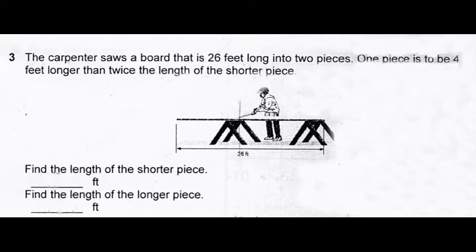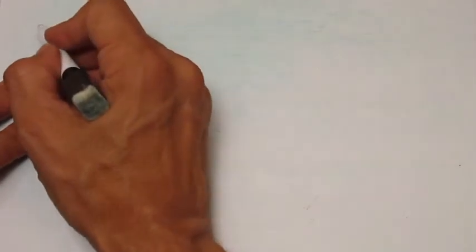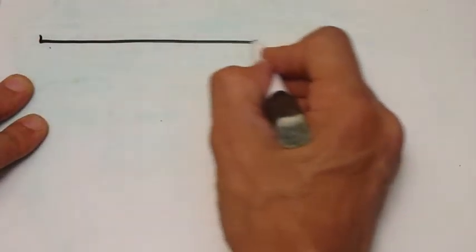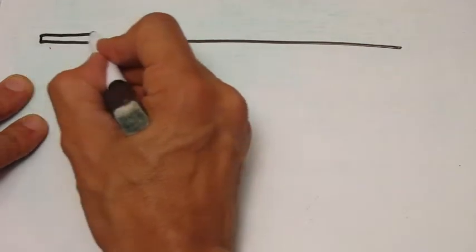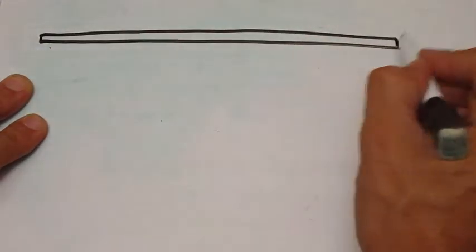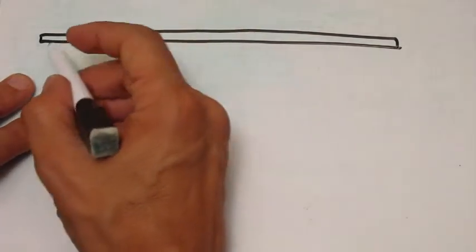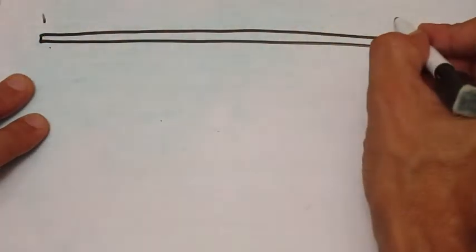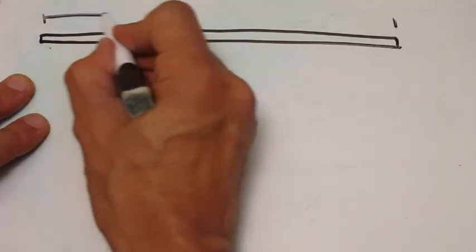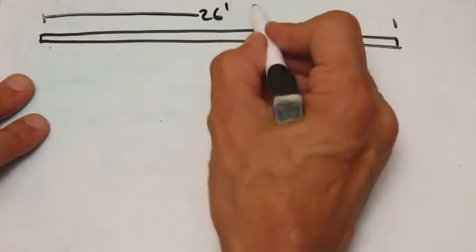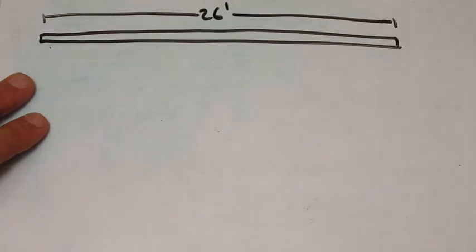Okay, the first thing you're going to want to do is notice that there's a picture of a guy sawing the board, and that is a good place to start. You're going to want to draw a picture of the board on your paper. It doesn't have to be elaborate, it can be a very simple drawing. It's just a board, and you denote that it's 26 feet long. So you mark one end, mark the other end, and there's your 26 feet.